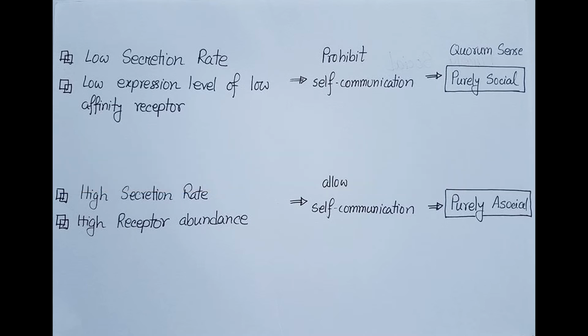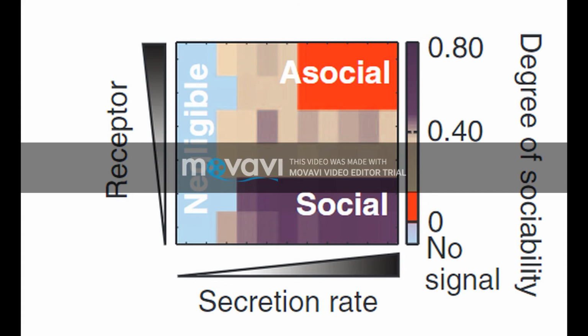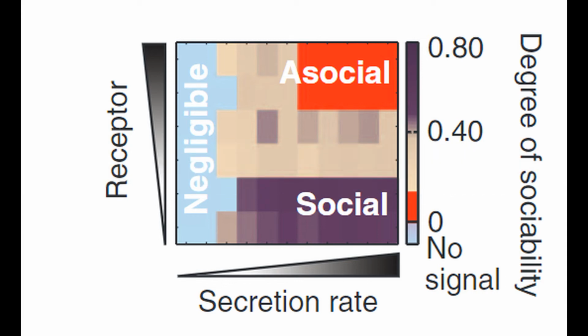In the case of purely asocial behavior, the epithelial cells self-communicate through a signaling loop called the autocrine signaling loop. They express a large amount of epidermal growth factor, EGF. From this diagram, it can be seen the cells that had the highest secretion rate with the highest number of receptors are considered as asocial.